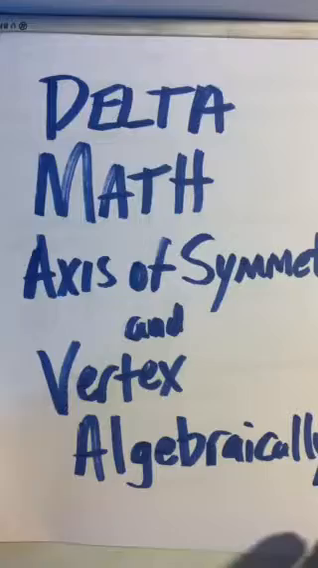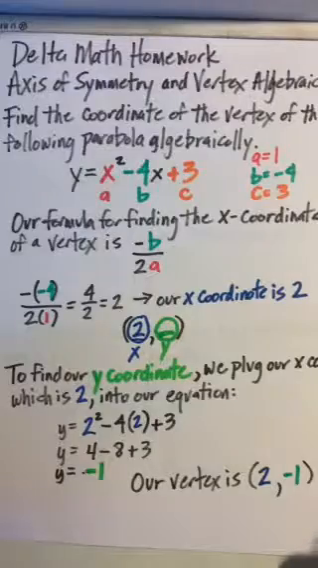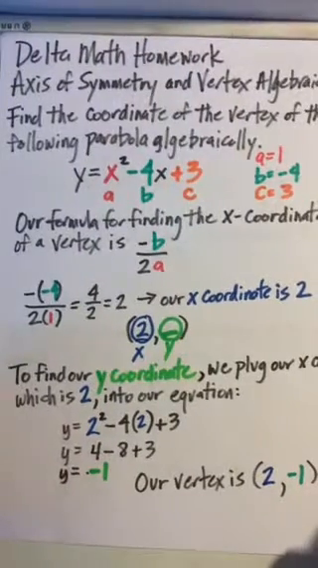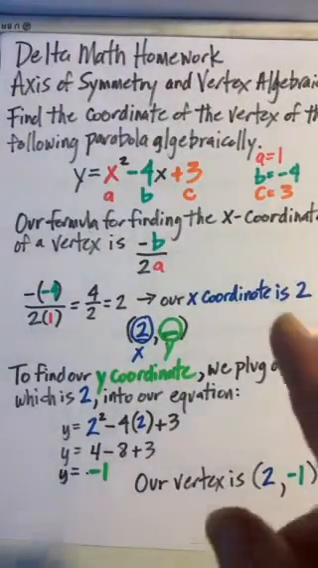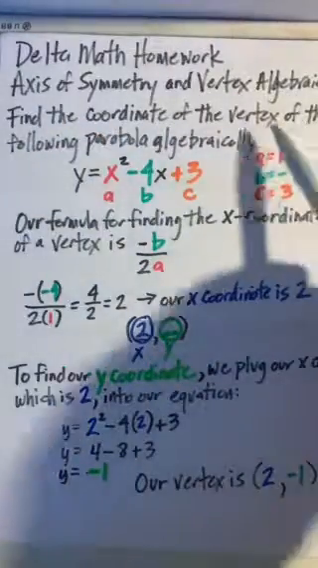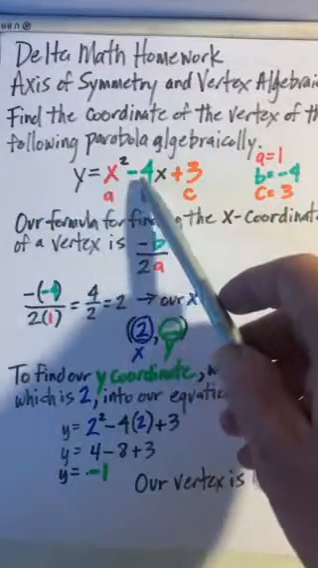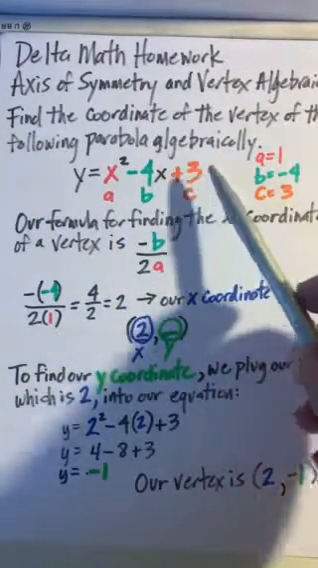We're going to be looking at Delta Math, axis of symmetry, and vertex algebraically. And here we go. It's not as hard as it looks. Okay, so the problem is, find the coordinate of the vertex of the following parabola algebraically. And here it is, y equals x squared minus 4x plus 3.